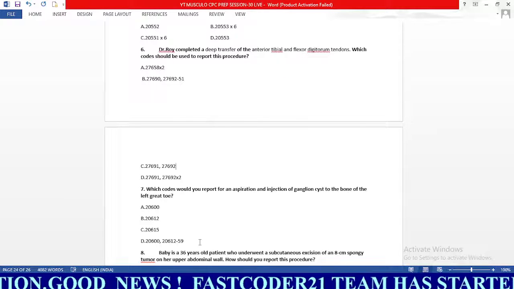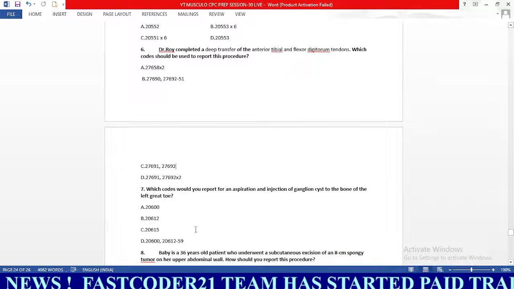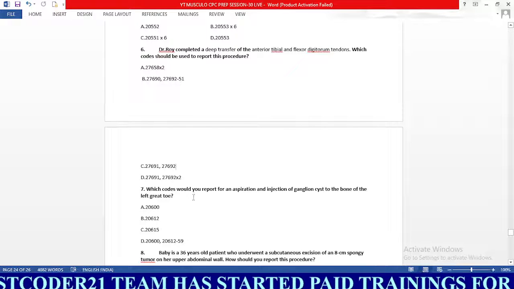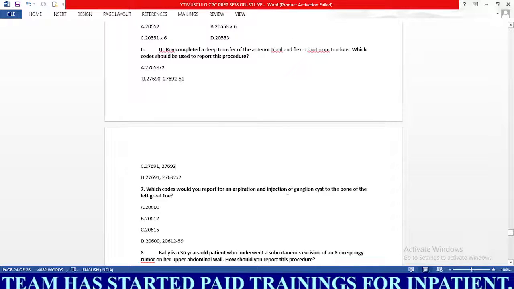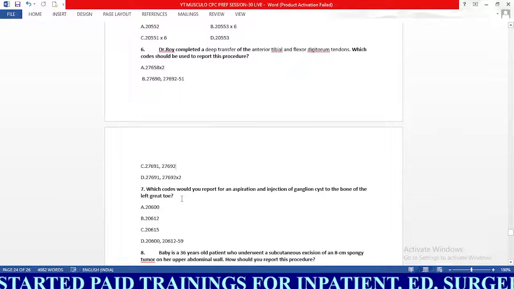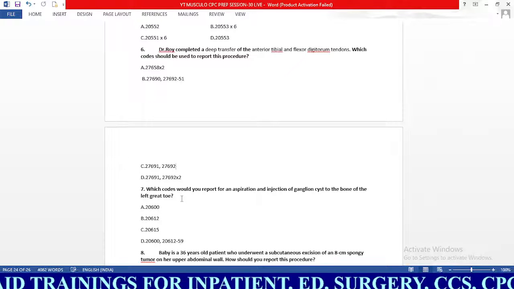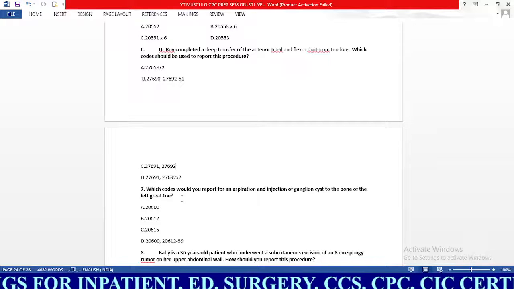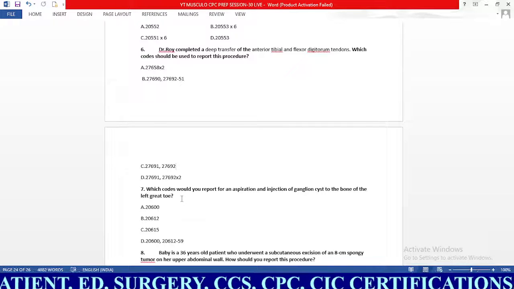So now we will check the answer. As soon as you see it, we need to eliminate answers here. We will check 20600. So first we will check the question. Which codes would you report for an aspiration and injection of ganglion cyst to the bone of the left great toe? So basically here the physician has performed aspiration and injection of a ganglion cyst to the bone of the left great toe, not to the joint.